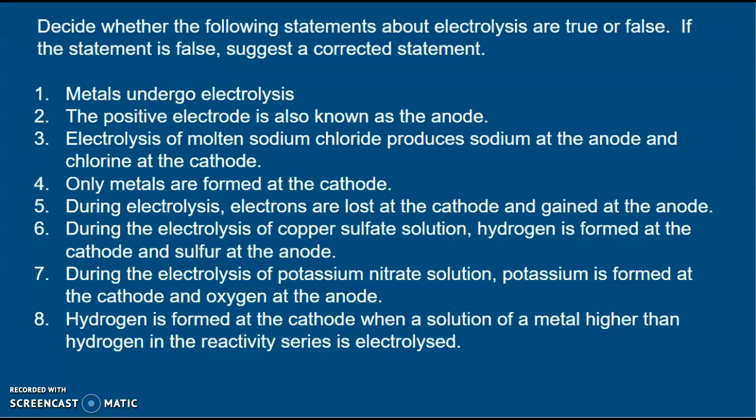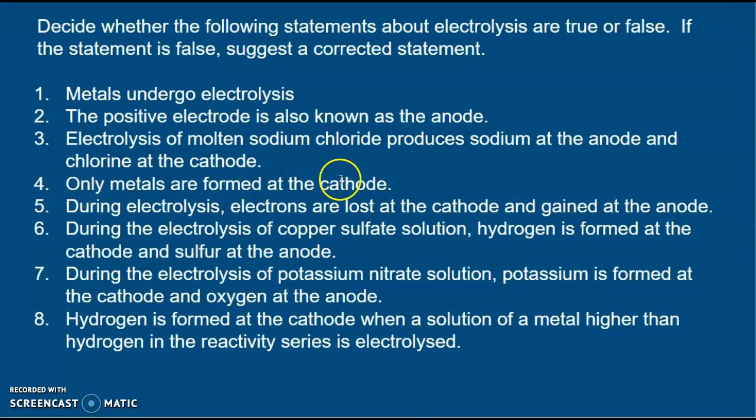The positive electrode is also known as the anode. That's true. The electrolysis of molten sodium chloride produces sodium at the anode and chlorine at the cathode is false. It's the other way round. Sodium is formed at the cathode and chlorine at the anode.